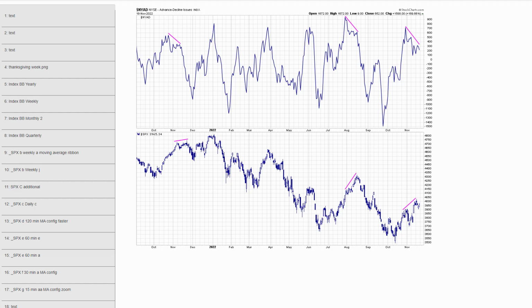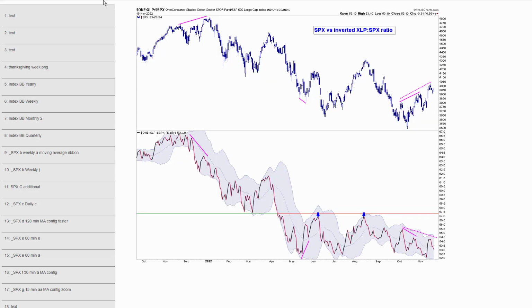One more that I'm seeing is chart number 41. Here's the S&P at the top versus the XLP S&P ratio. Usually these move together, but we're seeing a divergence here. So those are a few that give me a little pause, but we are coming into Thanksgiving week, so we'll see if they play out or not.